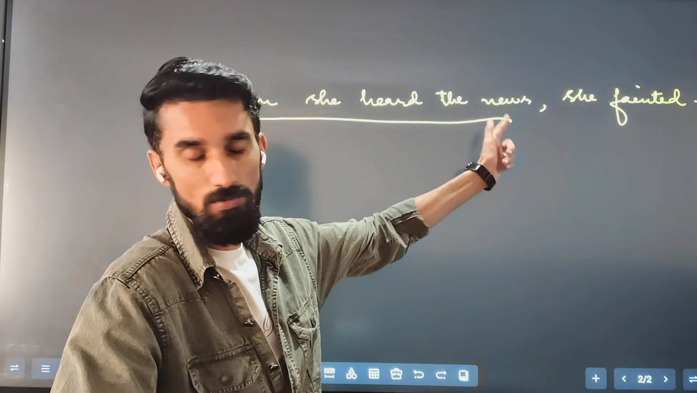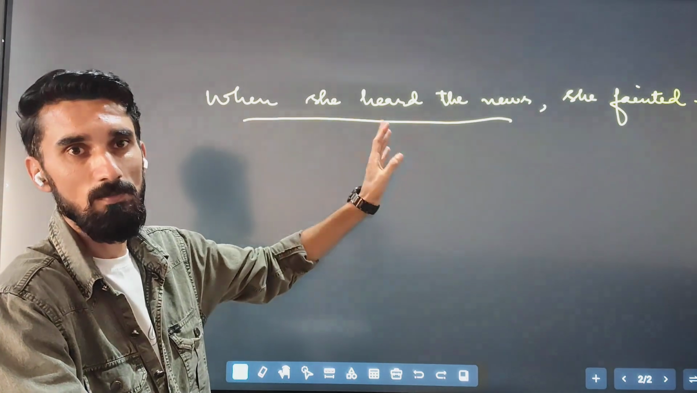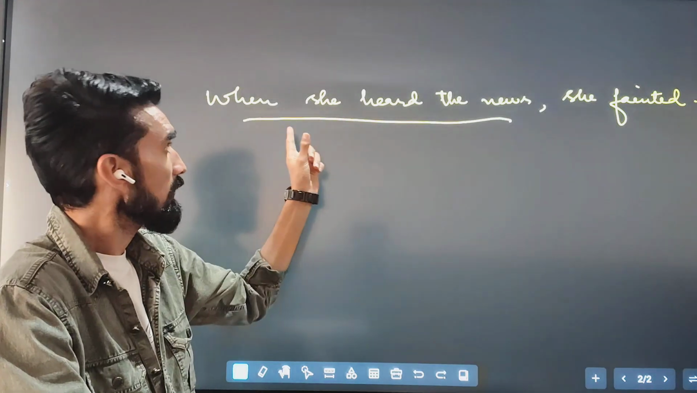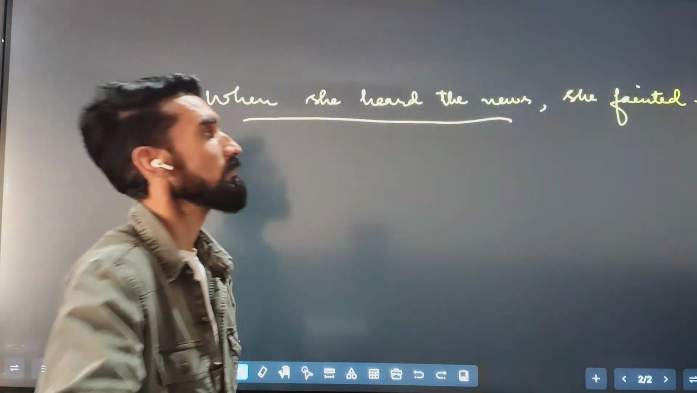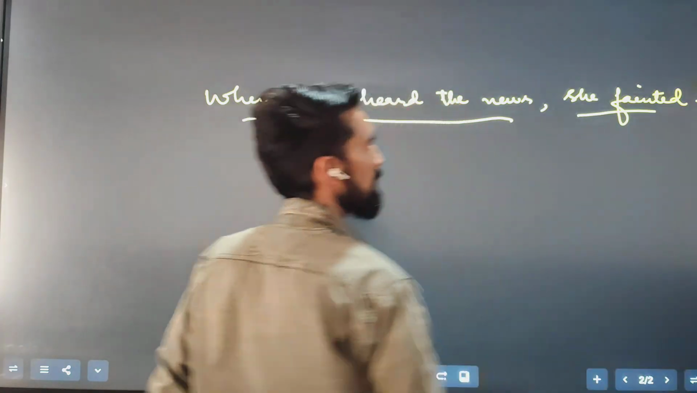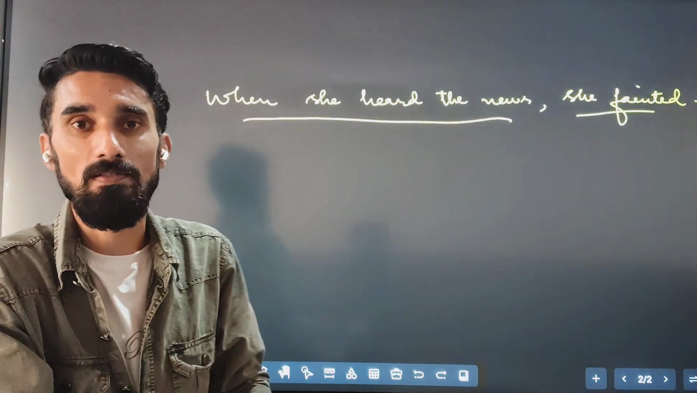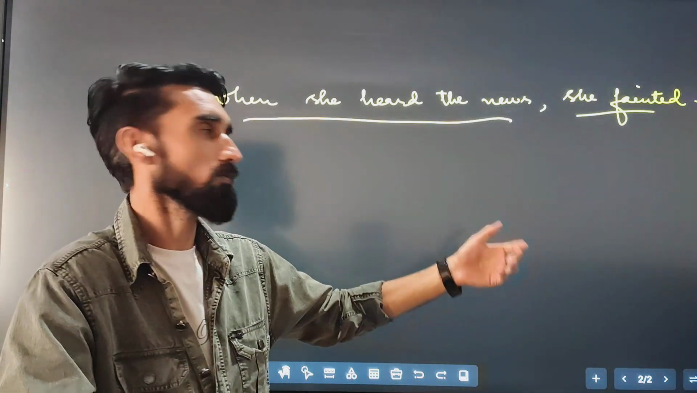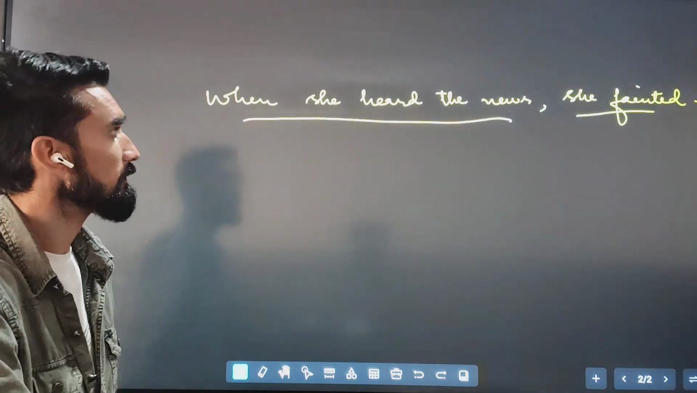When she heard the news, it is the dependent one because it doesn't give you a complete meaning without adding that part of the statement. When she heard the news, she fainted. So she fainted is an independent or a principal clause. So this is a complex sentence because one clause you have as independent one and the other is a dependent clause, so it becomes a complex sentence.